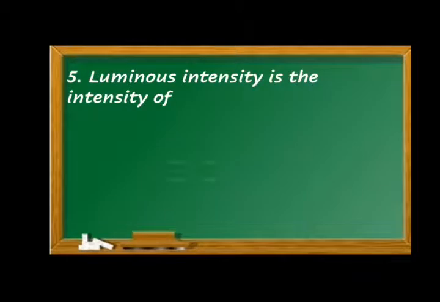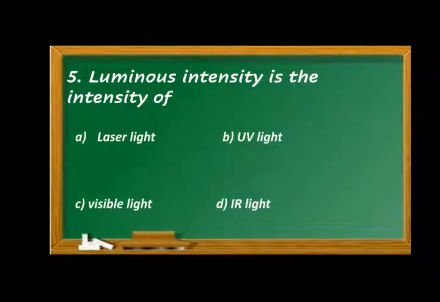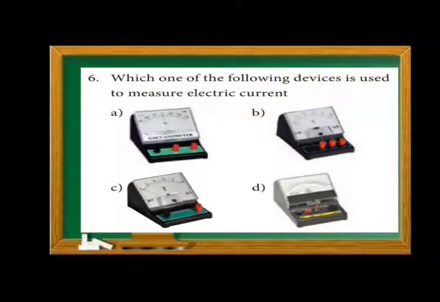Luminous intensity is the intensity of dash. Laser light, UV light, visible light or infrared light. Answer is visible light. Which one of the following devices is used to measure electric current?